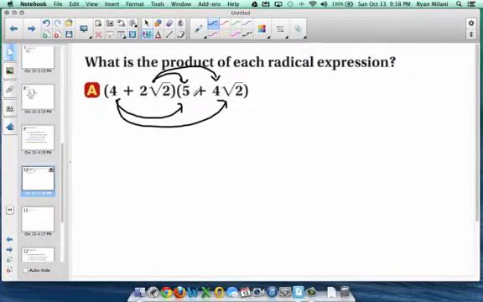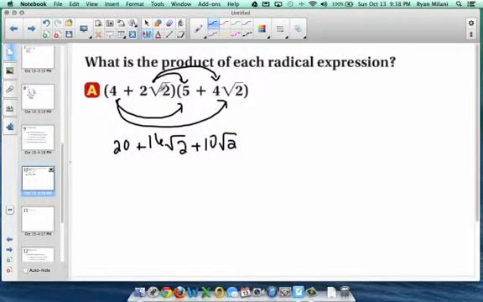First thing is 4 times 5. That gets me 20. Next, I'm doing 4 times 4 square root of 2. So I do the 4 times the 4, and I get 16 square root of 2. Next, I'm going to do 2 square root of 2 times 5. 2 times 5 is 10. So I get 10 square roots of 2.